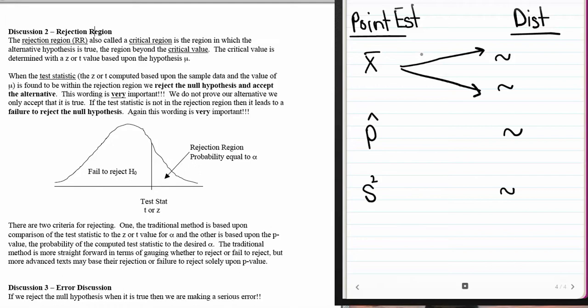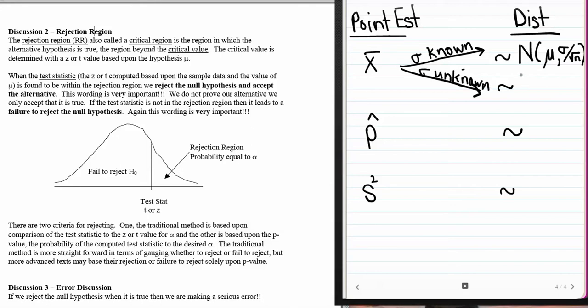But we have two choices of how x bar gets distributed. If sigma is a known entity, which is not a real popular thing to have happen in the real world. How many times do you really know the population standard deviation? Well, not really a whole lot. There are instances, but it's not very often. And when we do know that standard deviation, then the distribution is normally distributed with a mean of the population mean and a standard deviation, or a standard error is what we call it, of sigma divided by the square root of n.